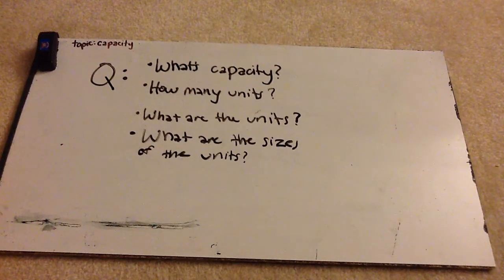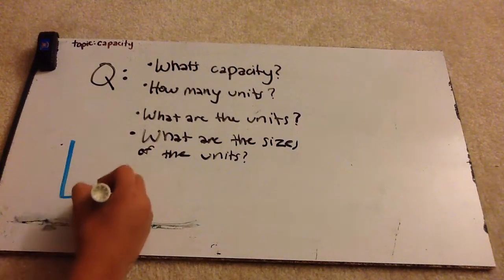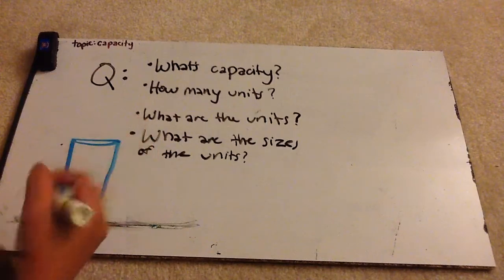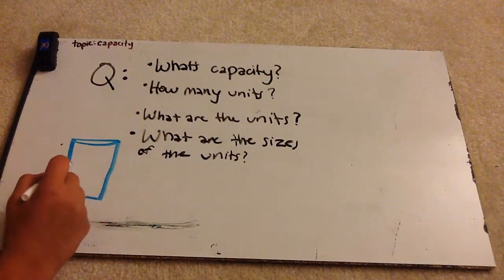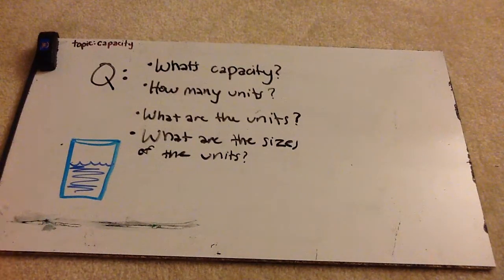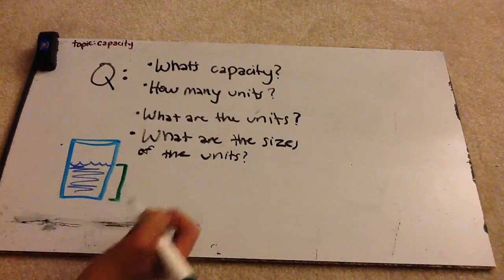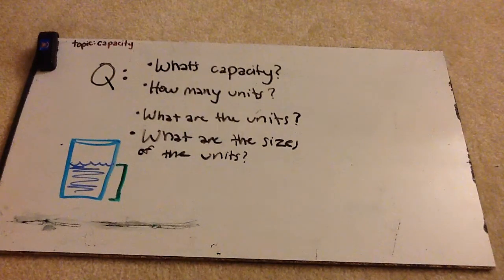So, what's capacity? Capacity is how much there is in something, like how much it can hold. If we have this glass, for example, that has water in it, the capacity would be how much water it's holding.